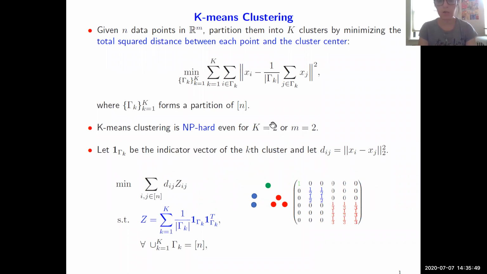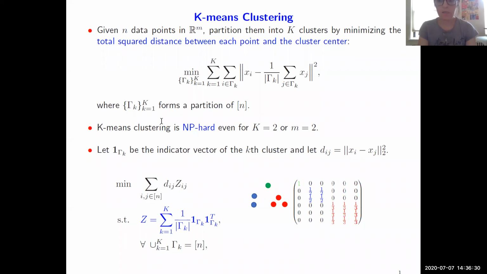K-means clustering in particular is one of the oldest and perhaps one of the most popular clustering techniques, where the goal is to put these data points in K clusters in a way that we minimize the sum of the squared Euclidean distance from each data point to its cluster center. So here you can see the very first formulation that one could think of for this problem. It is combinatorial, and it has been shown that K-means is NP-hard even when you have only two clusters or if you are in dimension 2.